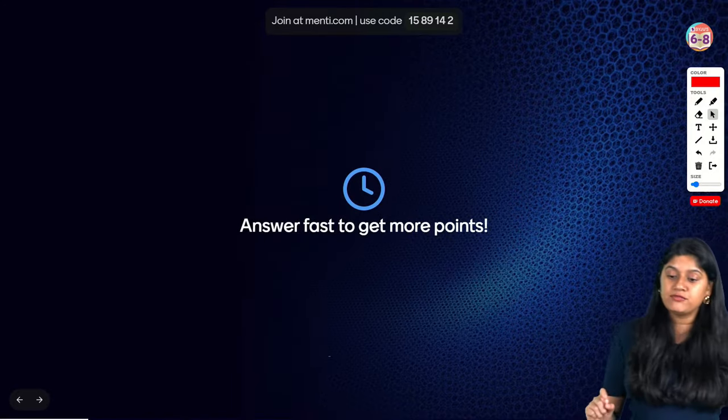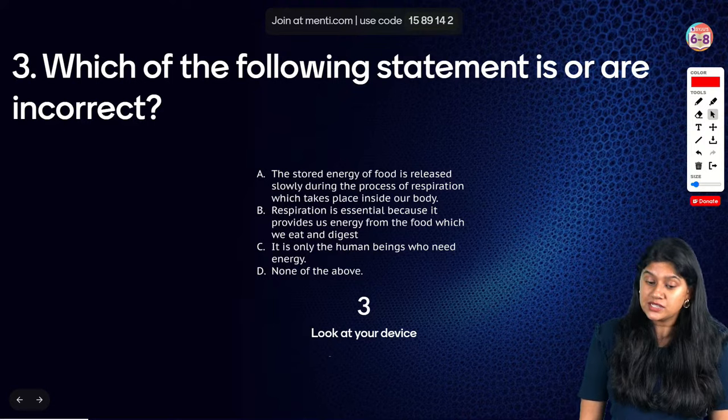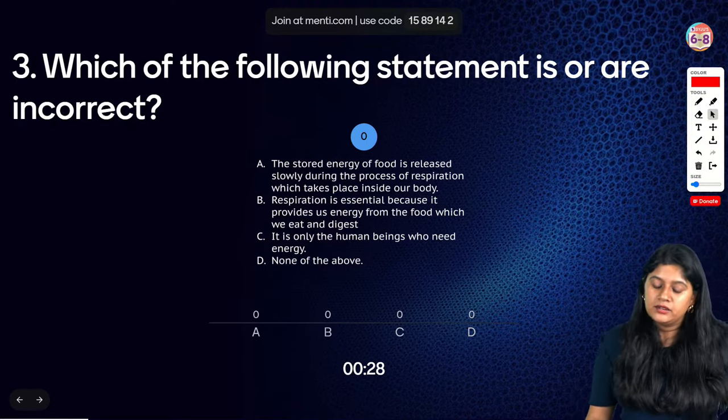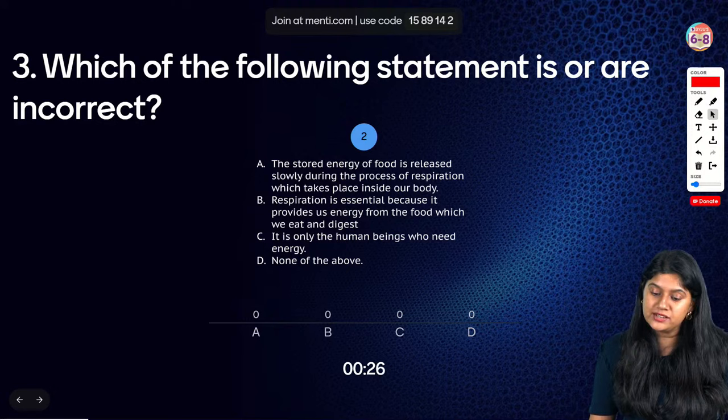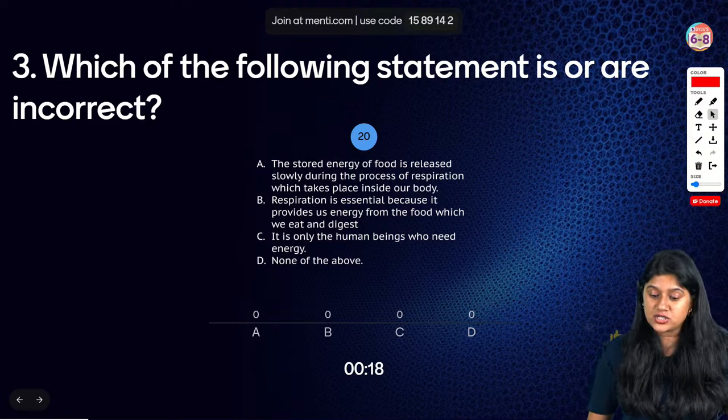Let's read the question carefully. Let's take a look at question number 3. Which of the following statement is or are incorrect? Read the statements carefully. The stored energy of food is released slowly during the process of respiration, which takes place inside our body. Respiration is essential because it provides us the energy from the food which we eat and digest. It is only for the human beings who need energy, none of the above.